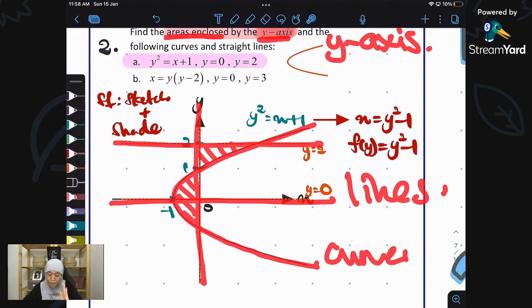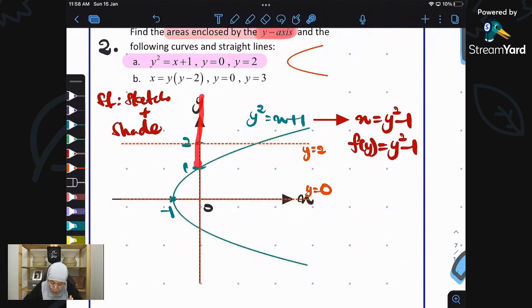Bila kita tutupkan dengan y-axis, baru kita nampak, oh, the area of the region is there. The curve and the line can be closed with the y-axis, and so I got this. This is my first region. Another one, the curve, a line, and the y-axis. So it should be one of it only. Okay, tak boleh ada dua-dua.